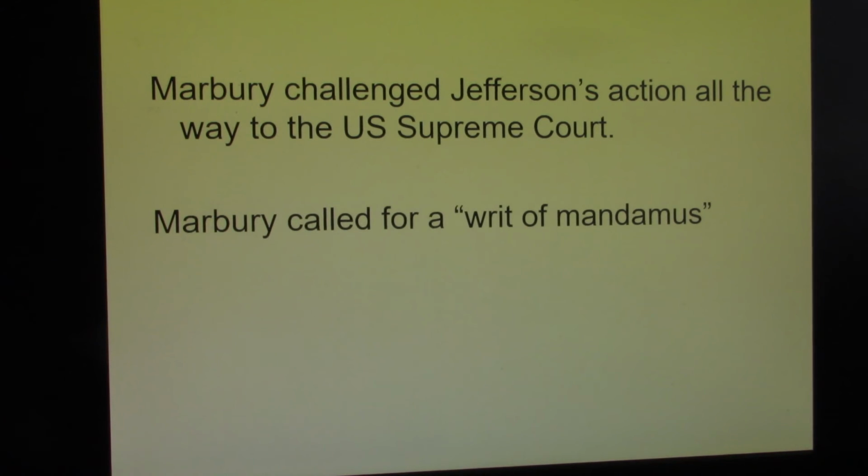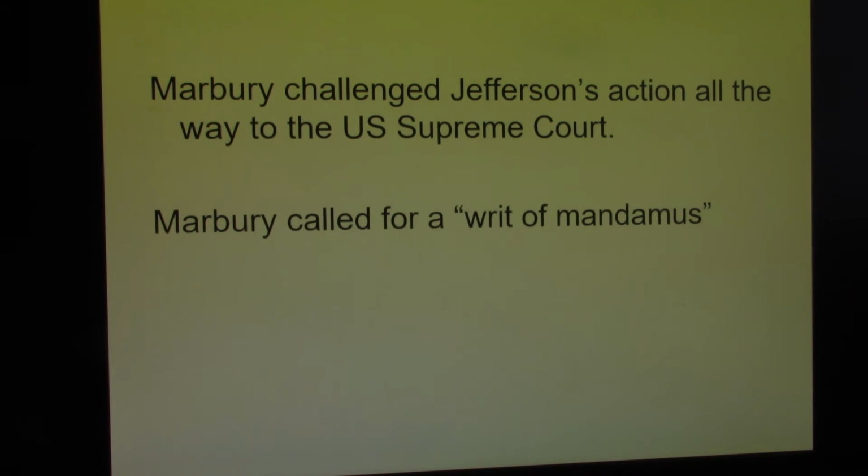Well, Marbury is going to challenge Jefferson's actions in the Supreme Court. Marbury is going to call for a writ of mandamus. Now, what that means, writ of mandamus means bring the paper forward. Writ means bring forward. Mandamus is the order or the paper. That's what Marbury wanted.